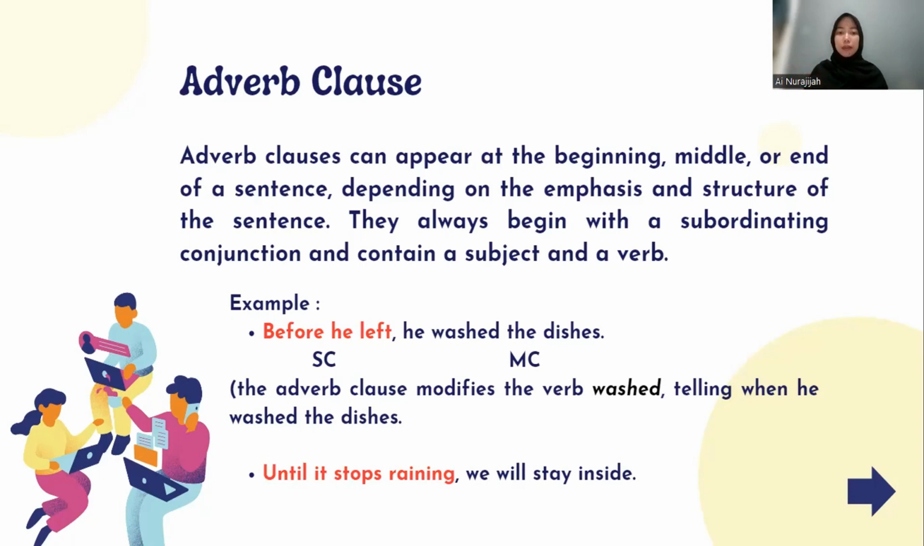So this is the example. Before he left, he washed the dishes. Before he left, in this sentence, is an adverb clause playing the role of a subordinate clause. The adverb clause modifies the verb washed and tells when he washed the dishes. And then the other example is: until it stops raining, we will stay inside. Until it stops raining here is an adverb clause because it tells about the verb will stay.